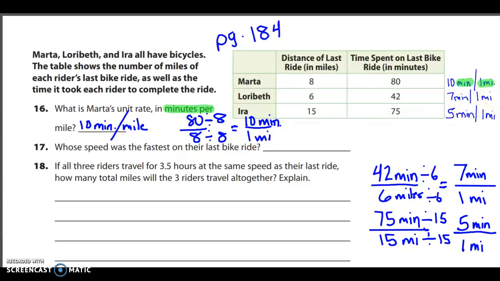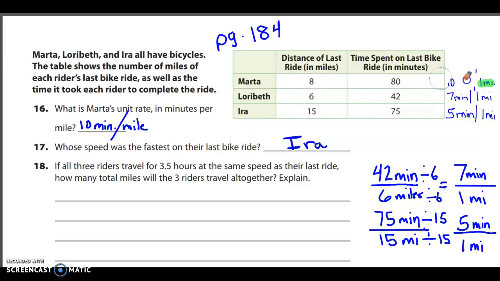Ira's the fastest because 5 minutes per mile is faster than 10 minutes for 1 mile. So they go the same distance, but it only takes Ira 5 minutes. So Ira is going the fastest. A lot of kids are going to put Marta there because it's the biggest number, but it's actually backwards. All right, so let's check out number 18.